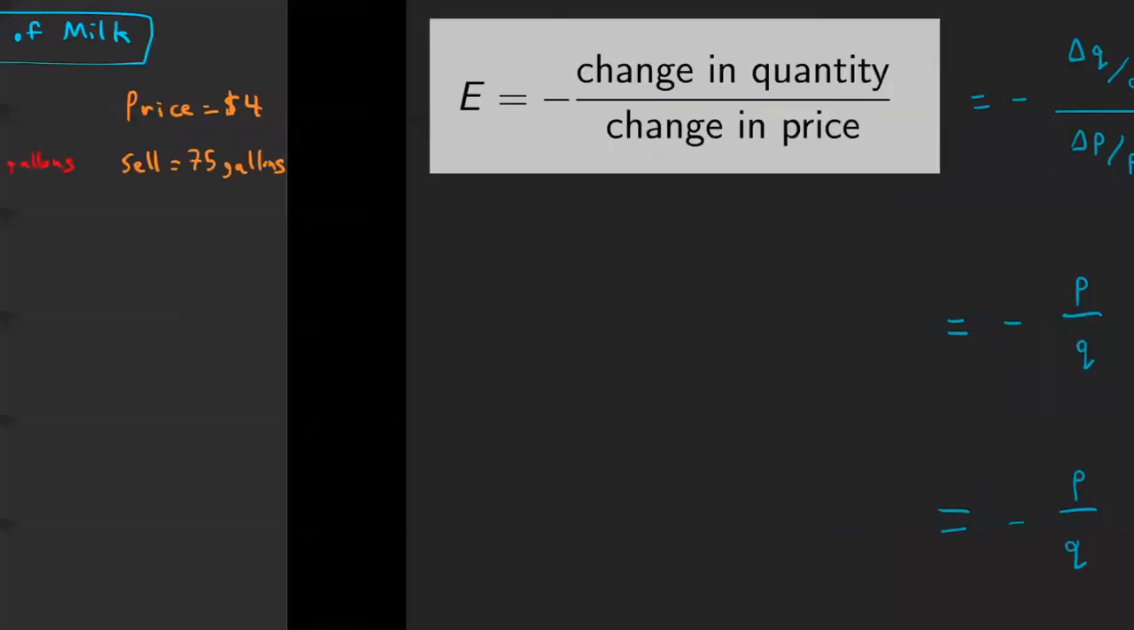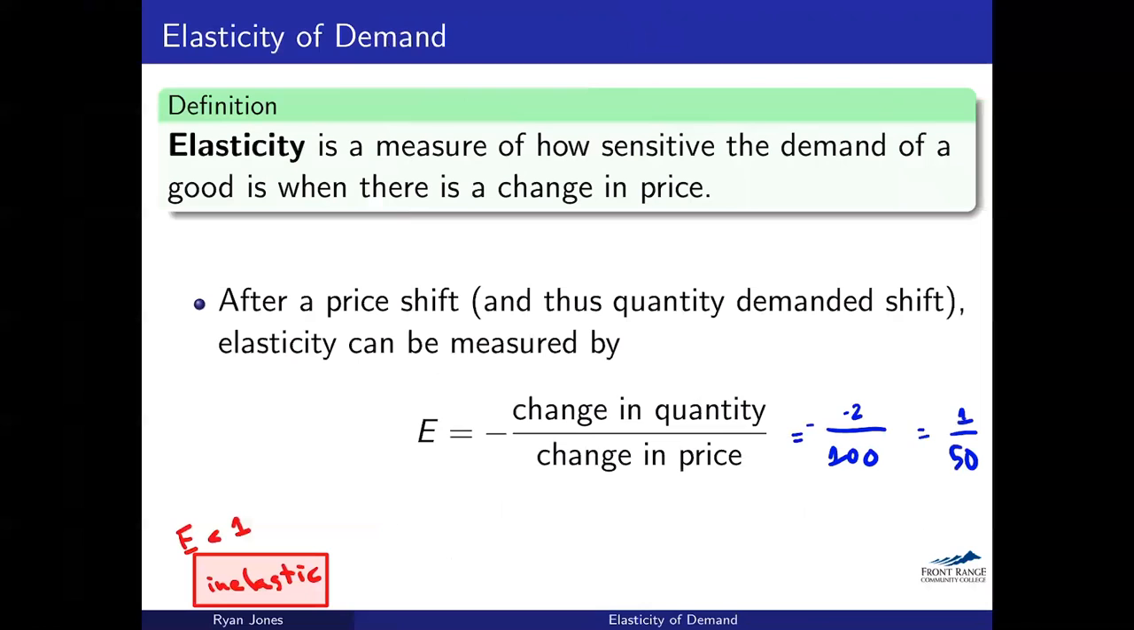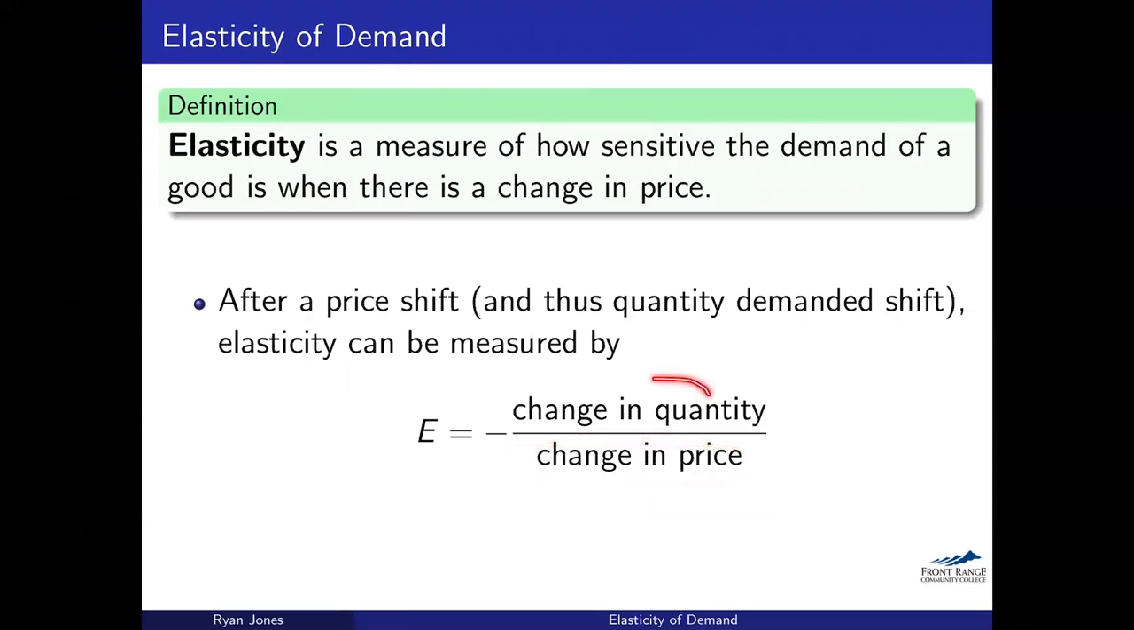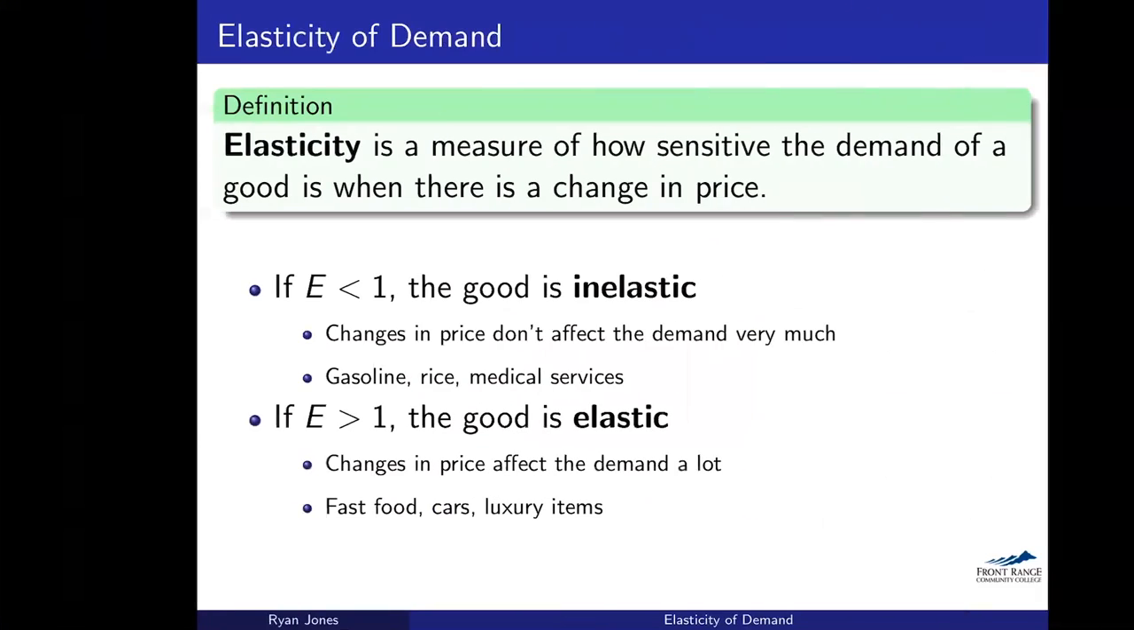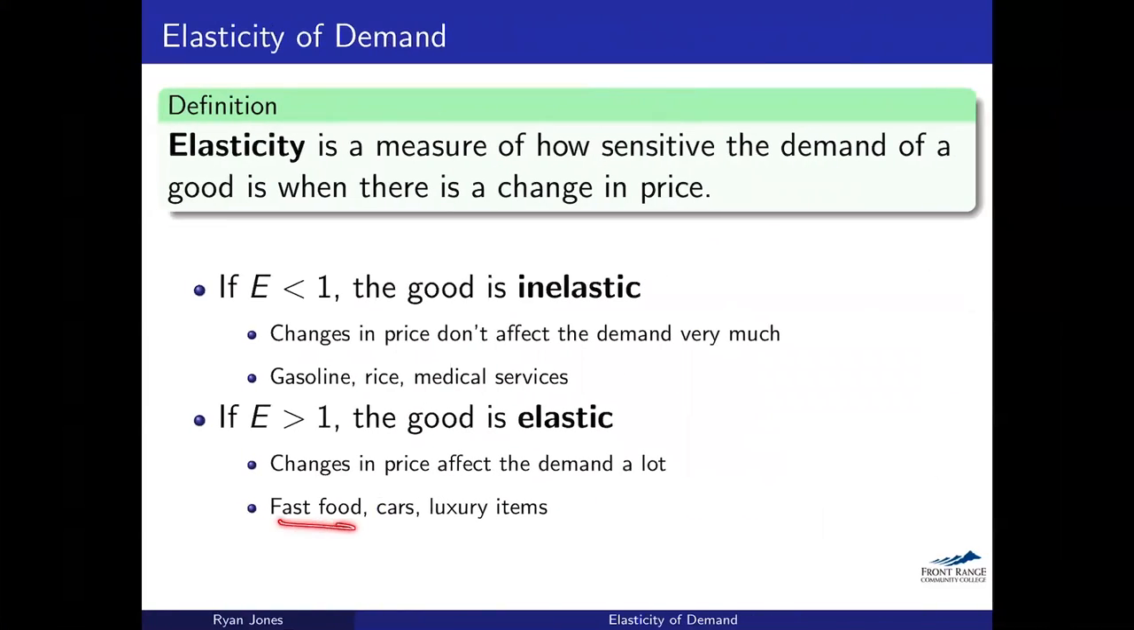So when I have a set change in my price here, I'm going to have a large change in my quantity. And what that's saying is that if the price changes, the quantity changes a lot. And that's an example of an elastic good. And we can look at some of these items here, like fast food.